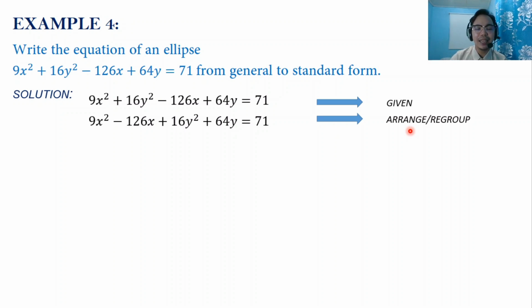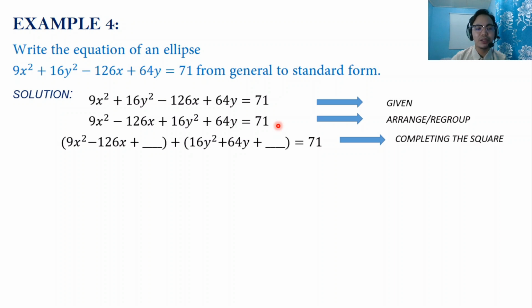So, pag samasamahin natin yung mga terms na may x and may y, then yung mga constant term, ililipat natin sa kabila. So, since nasa kabila na talaga yung 71, so retain na lang siya dito sa ating arrangement. Next, magko-completing the square na tayo. This is first group, the group of x, 9x squared minus 126x plus blank plus 16y squared plus 64y plus blank equals 71. So, in this case, 9 is A, negative 126 is B. So, we are going to find the value of C.